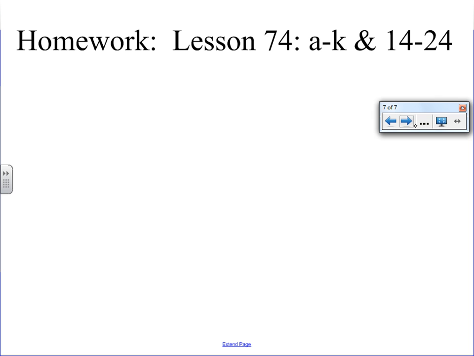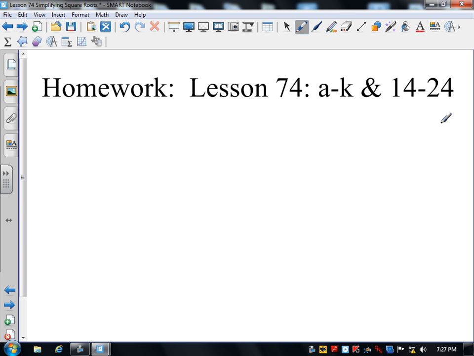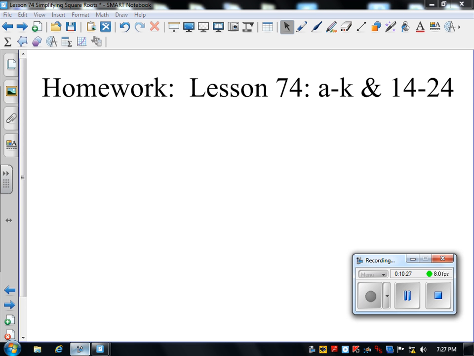Your homework today, lesson 74, A through K, 4 through 24. If you're talking, that's going to change. If you're in the class that is in trouble, then you already get to do all of the problems. So please show me that you don't want to have to do that anymore by working quietly and individually. This is due when you walk in the room tomorrow. It will be graded. Be good.